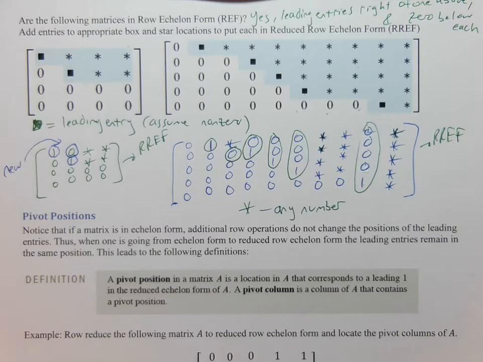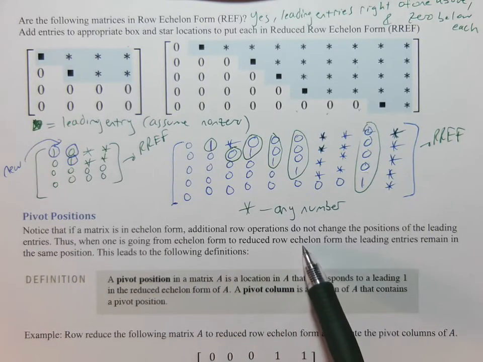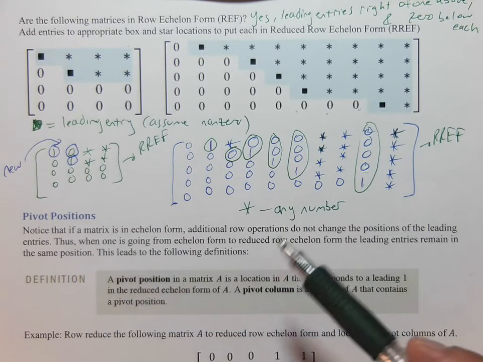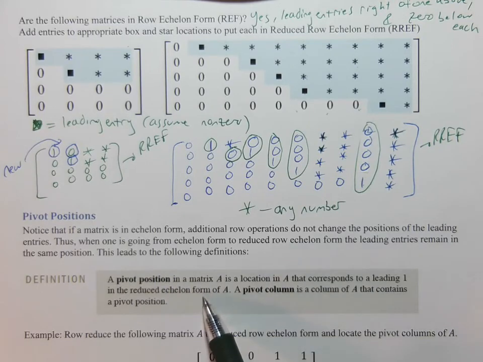So notice something about pivots. Let's just read this paragraph. Notice that if a matrix is in echelon form, think about this one on the left here, row operations are not going to change the position of the leading entries, right? In other words, if you're going from echelon form to reduced row echelon form, the leading entry remains in the same position. This leads to this definition. If a pivot position in matrix A corresponds to a leading 1 in reduced row echelon form, then the pivot column is a column that contains a pivot position.